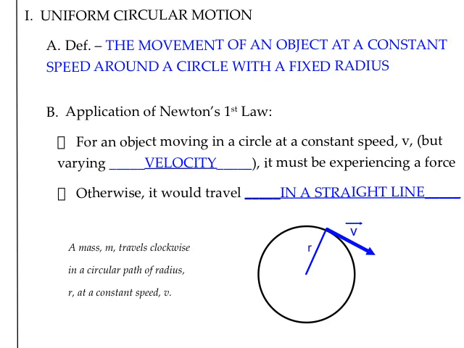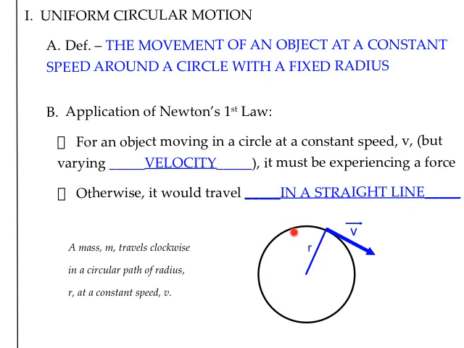straight line. So the first law, for an object moving in a circle at a constant speed, but remember the velocity is varying, it must be experiencing a force. The speed can be constant because that's a magnitude, but the velocity will be changing because the direction is constantly changing as you move around a circle. So if an object is moving in a circle at a constant speed, it has to be experiencing a force, otherwise it would travel in a straight line.